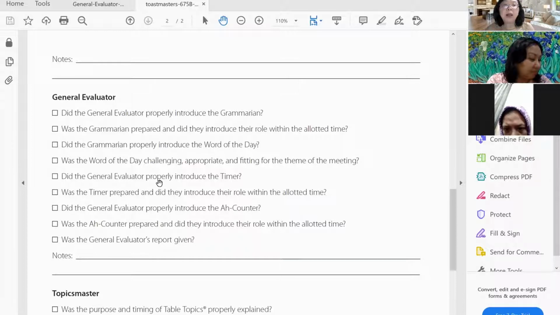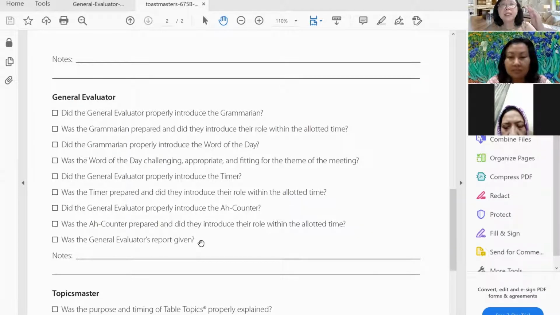Did the general evaluator properly introduce the timer? Was the timer prepared and did they introduce their role within the allotted time? Did the GE properly introduce the accounter? Was the accounter prepared and did they introduce their role within the allotted time? Was the general evaluator report given?